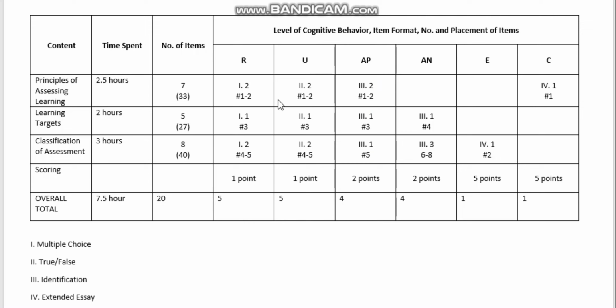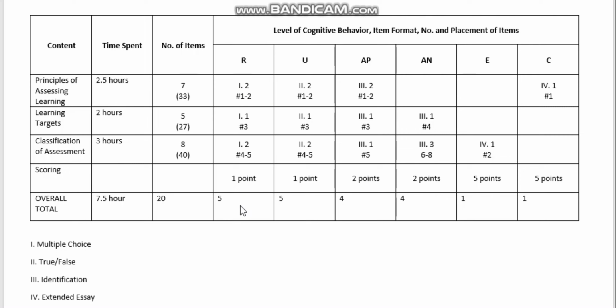So in other words, the number of items must be equal in this row and in this column. Okay, that is for us to know if our table of specification is balanced or not.